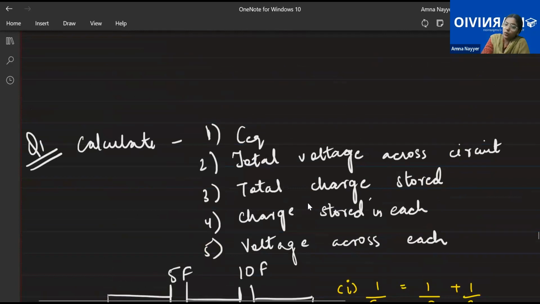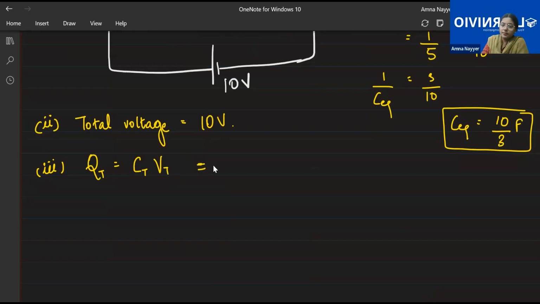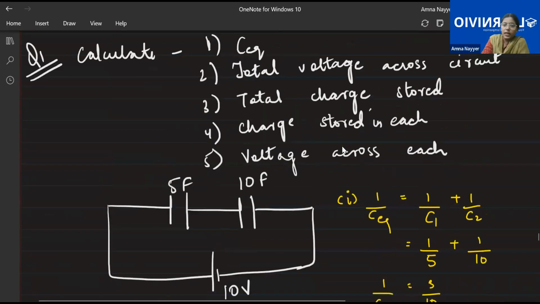Total charge stored. See, I told you the formula. When you want something total, you will use everything total. So total charge will be the total capacitance into total voltage. What's the total capacitance? 10 by 3. Voltage is 10. So charge becomes 100 by 3 coulomb. This is the total charge, right? Yes, ma'am. Okay.